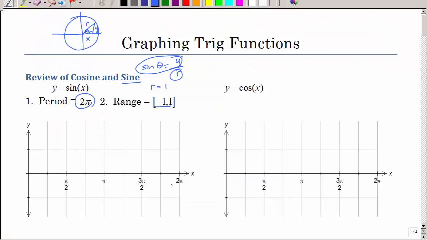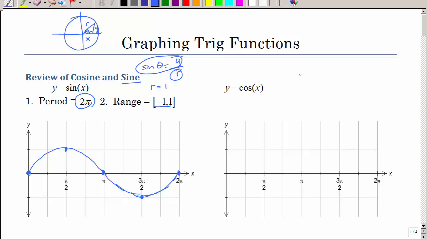So the value when the angle is 0, the sine is 0. When we have pi over 2, or 90 degrees, we have a y value of 1, or a sine value of 1. At pi, it's 0. At 3 pi over 2, it's -1. And at 2 pi, back to 0. And then we connect these with as smooth a curve as possible. And that is your basic sine wave.